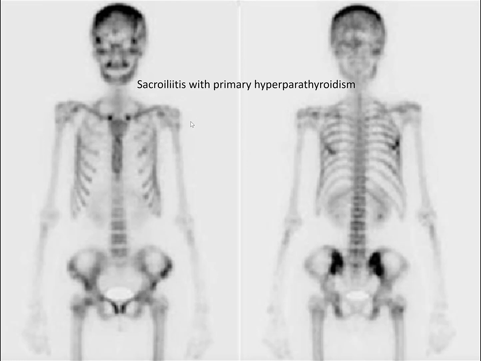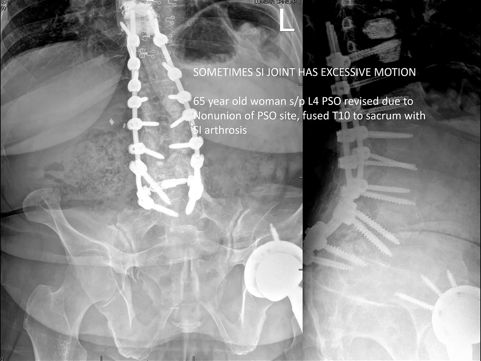And the radiologist said to rule out hyperparathyroidism. Sure enough, that's what she had. She had a benign tumor, and that was giving her severe sacroiliac joint pain. She also had a spine problem, so I fixed the spine problem, but she had two problems that gave her low back pain. So that should always be in your differential.